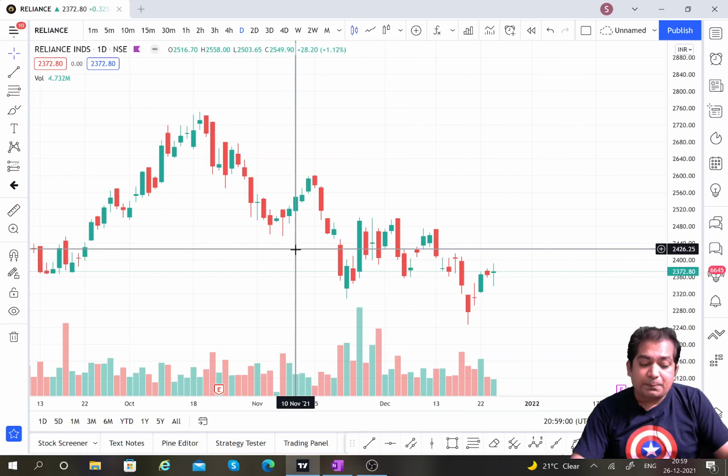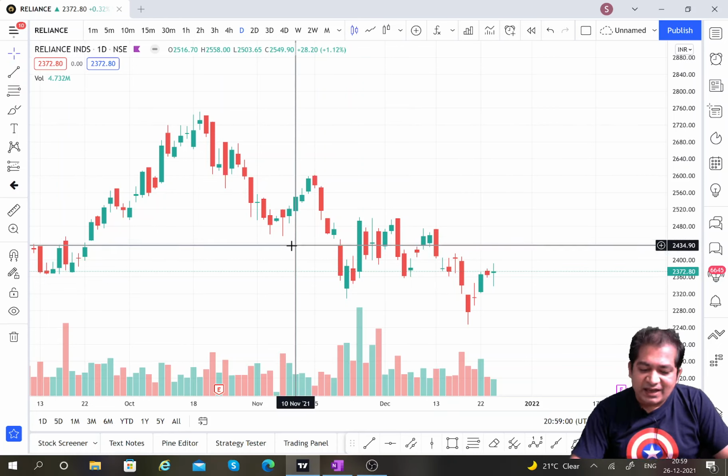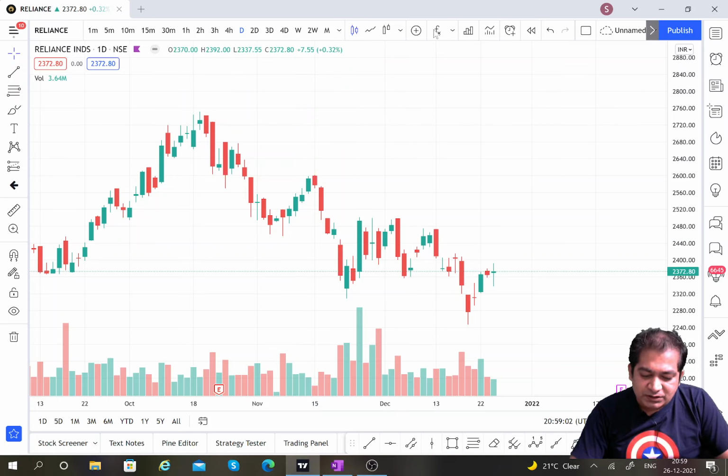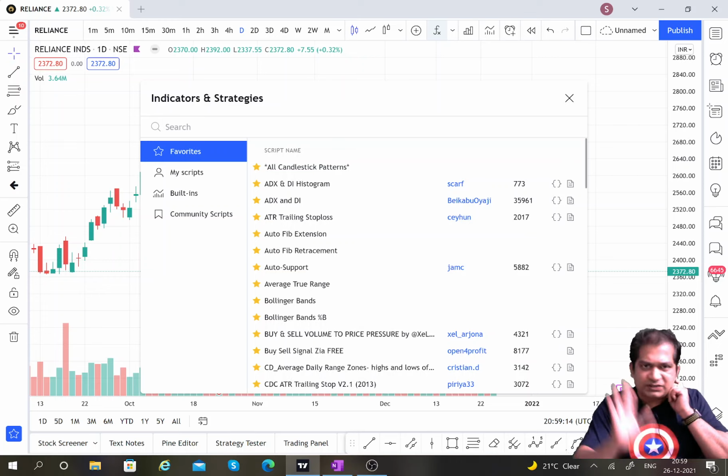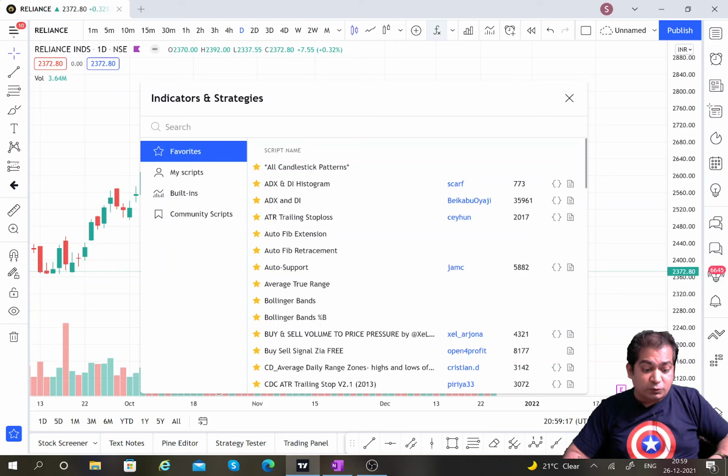Now how do I apply the moving average line? You have to simply go here. You see this FX button over here. Here are all the indicators. When you click over here, you will get this list. In basic services, all this is available. So you need to practice. I will simply type moving average, M-O-V-I-N-G.